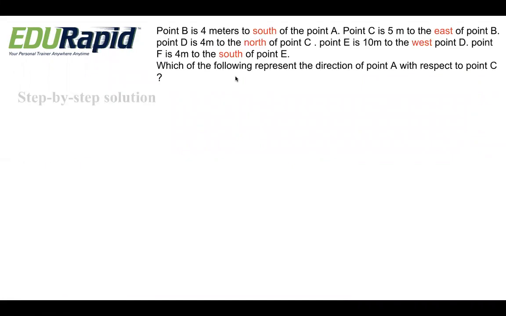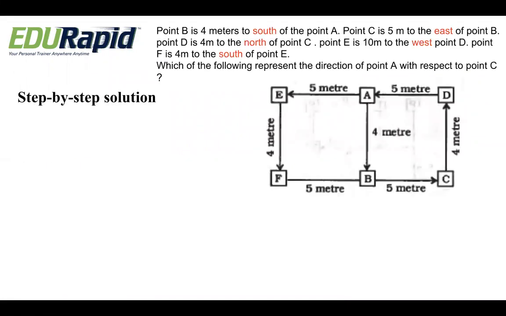Point B, okay. Point B is 4 meters south of point A. So let's start with point B is south to the point A. So we go and write the point A first. And point B is south to point A by 4 meters. So let's write those 2 points. And then point C is 5 meters to the east of point B. So east is towards the direction where the sun rises, right? So which is 5 meters. And point D is 4 meters to the north of point C. So you go north from point C, you get point D.